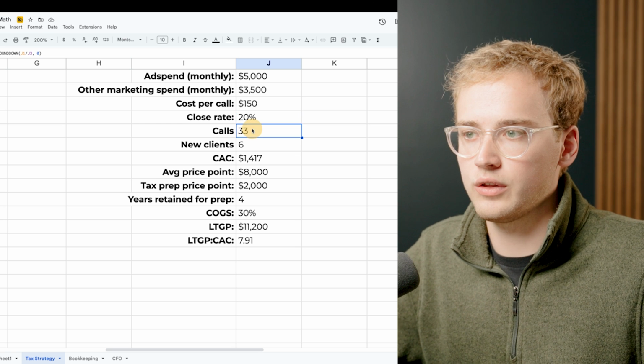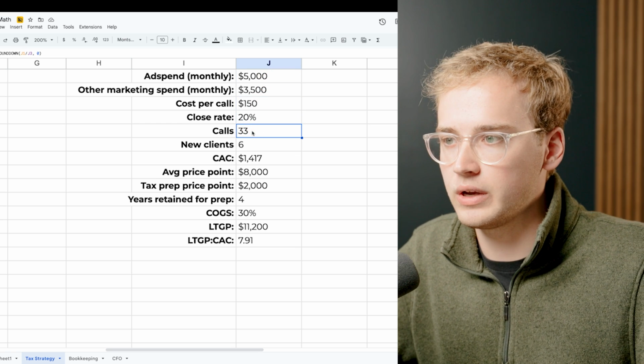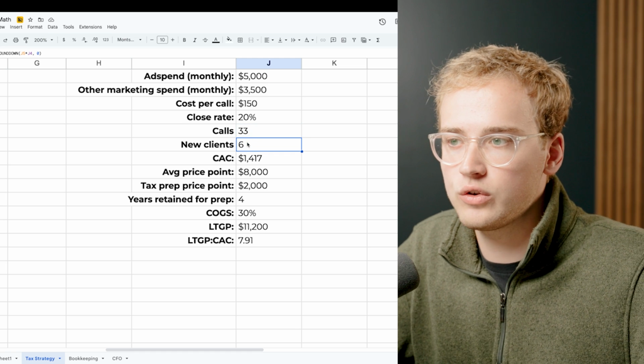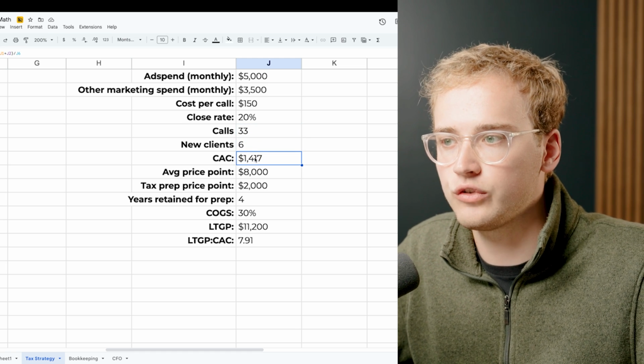So that means that they're doing 33 calls a month, so that's $5,000 divided by 150. That's 33 calls a month. They're getting 6 new clients from that because that's a 20% close rate. And so that makes their CAC $1,400.